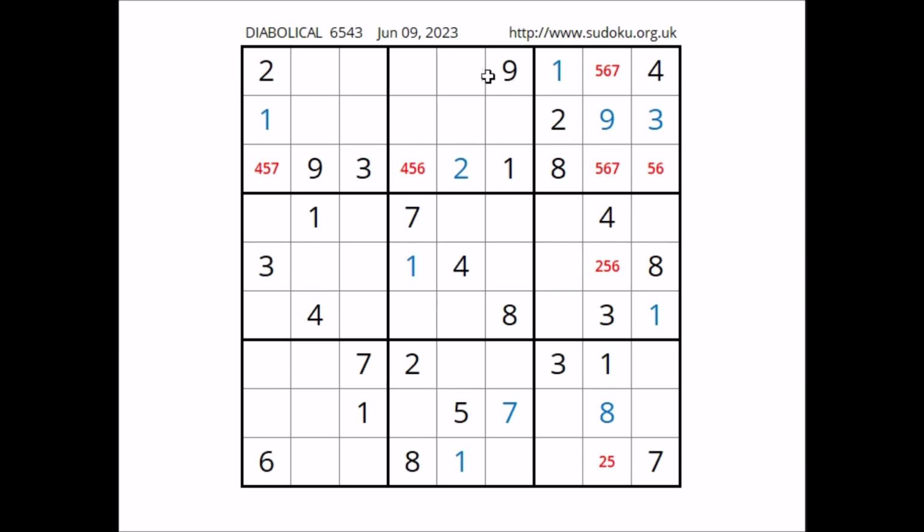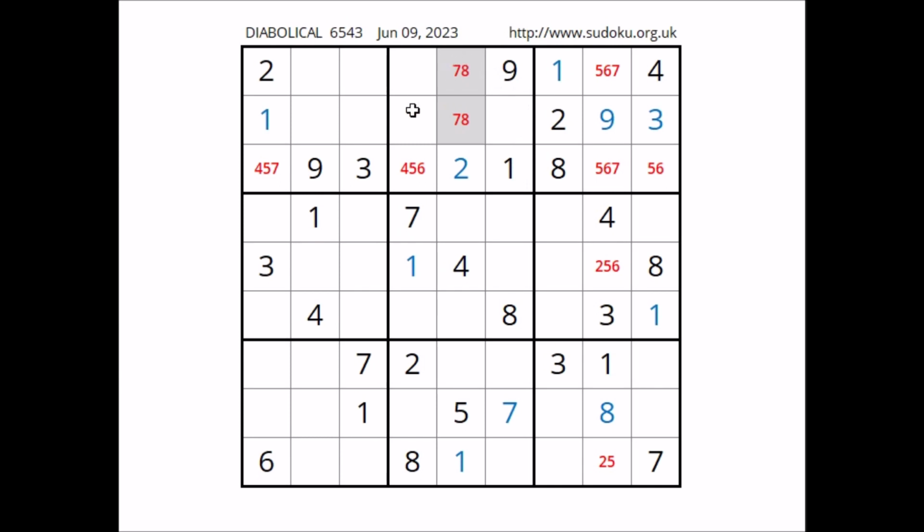Look, where can be the numbers 7 and 8 in this sector? Look, we have 7 and 8 in these two places of this column. 7 and 8 in these two places of this column, in this sector, in these two places, the numbers 7 and 8. Okay, 7 and 8 here, 7 and 8 here. Look, we have a matching pair in this sector and in this column.